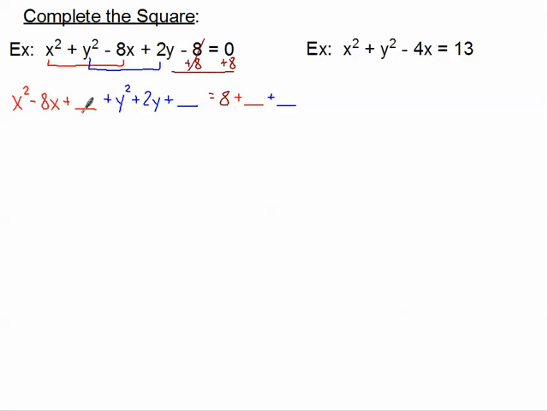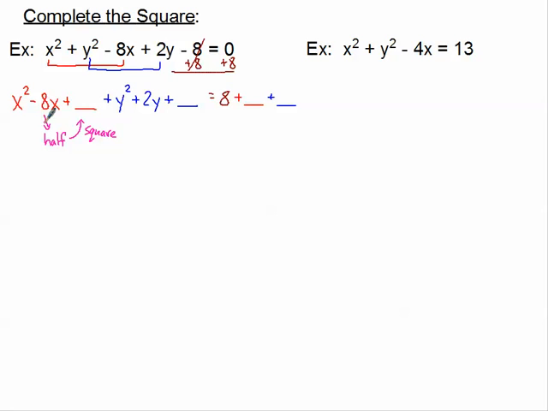But there's only one number that will help us, and it's the number that will make this whole trinomial a complete square, a perfect square trinomial. And how you find that number is you take this middle number, this middle coefficient, and you cut it in half. So that would be negative 4.